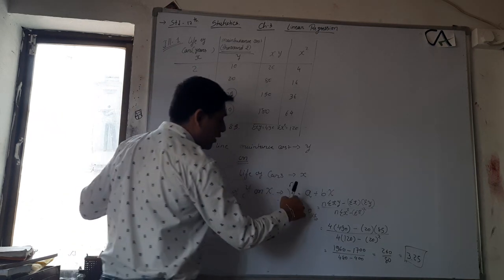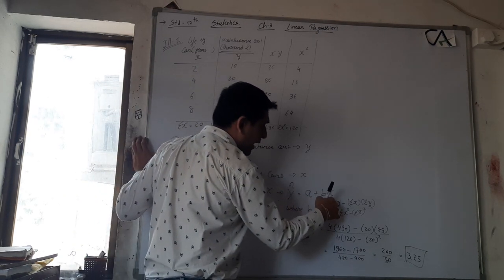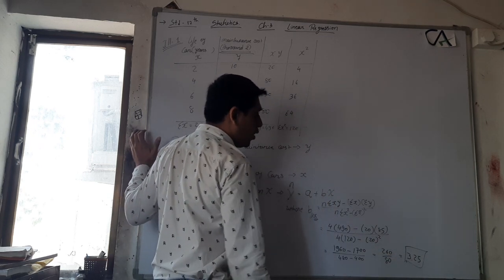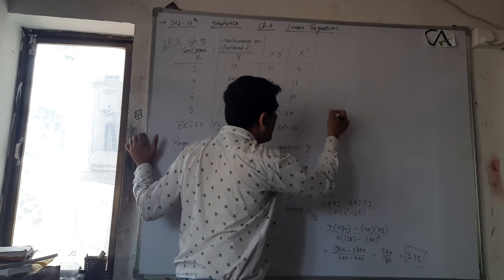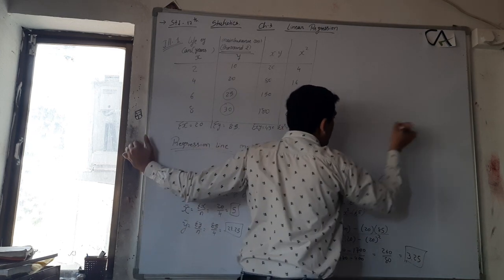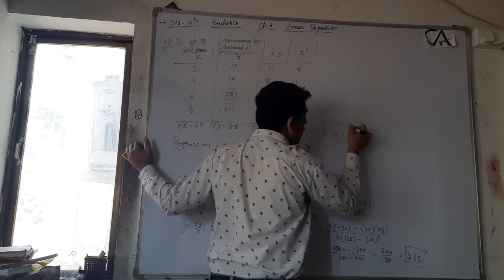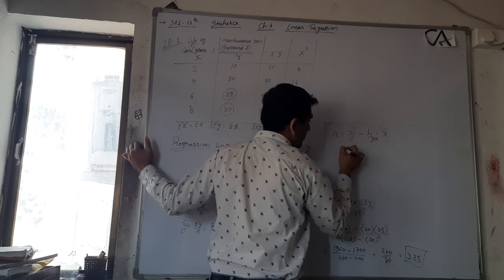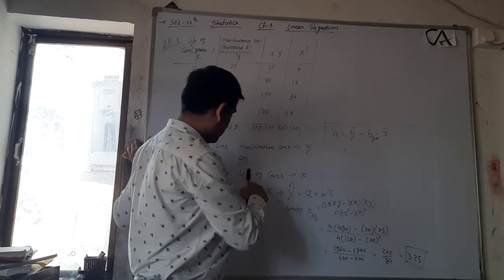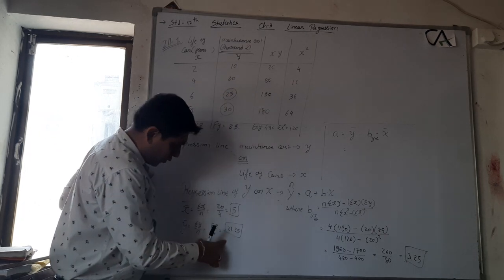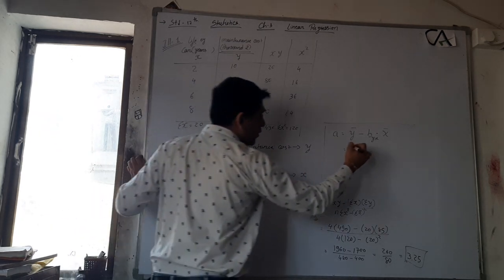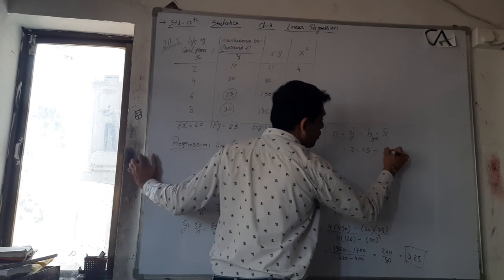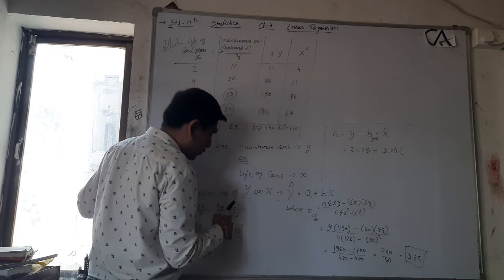For y on x, y cap is equal to a plus bx. In that, b is equal to 3.25. Now a is equal to, I am calculating here, a is equal to y bar minus byx into x bar. What is your y bar here? We calculated the y bar, 21.25, minus byx 3.25, x bar 5.